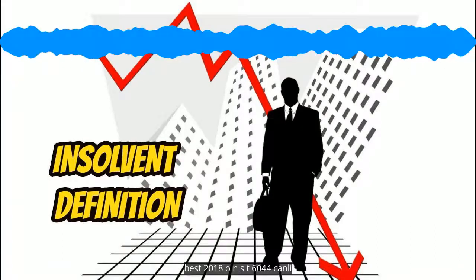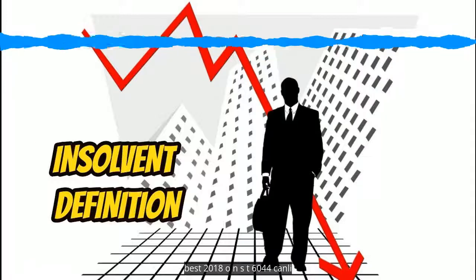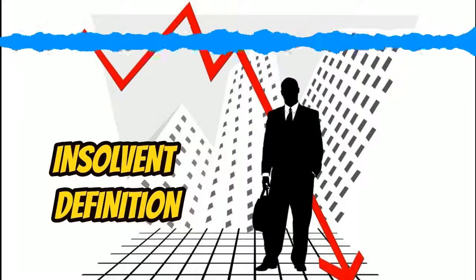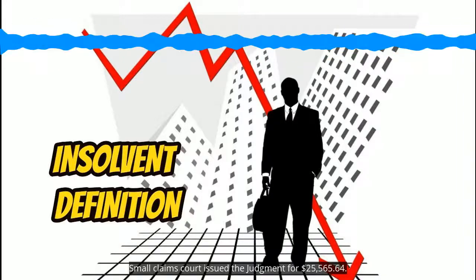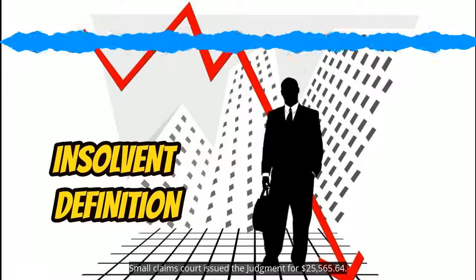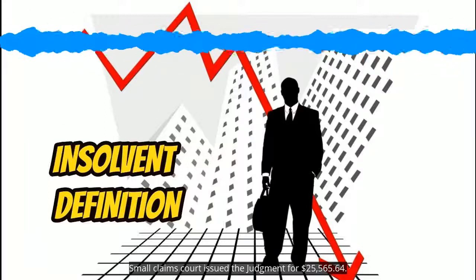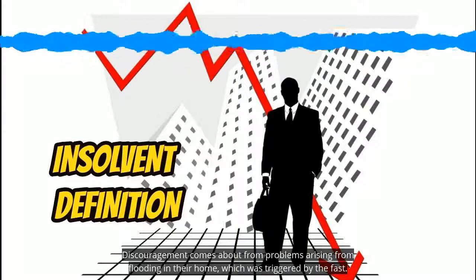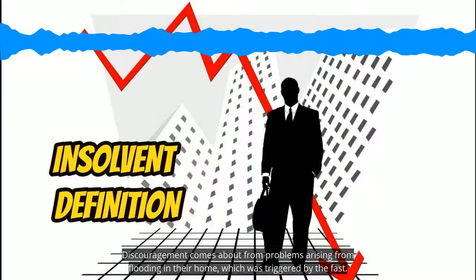Kormos v. Fast, 2018 ONSC 6044, Conley. Mr. and Mrs. Kormos got a judgment against their neighbors, Mr. and Mrs. Fast. The small claims court issued the judgment for $25,565.64. This judgment comes about from problems arising from flooding in their home which was triggered by the Fasts.